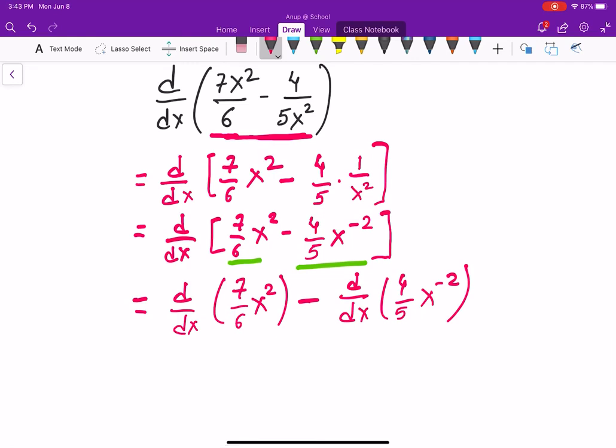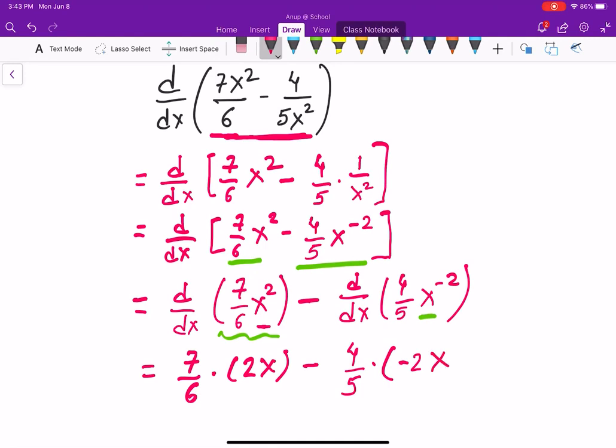So what is the derivative of 7 over 6 x square? By using the constant multiple rule, bring the coefficient as it is times the derivative of x square with respect to x, which will be just 2x, by using the power rule. Minus, in the same way, 4 over 5 as it is times the derivative of x to the power minus 2, which, by using the power rule, is bring the power down, which is negative 2, write down x as it is, and subtract the power by 1, so negative 2 minus 1 will be negative 3. So this is the derivative of the given function.